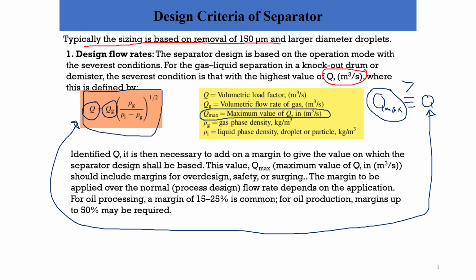For example, if you are dealing with oil processing, the margin will be between 15 to 25%. If you are dealing with oil production, the margin will be around 50%. So this is the difference between Q max and Q.